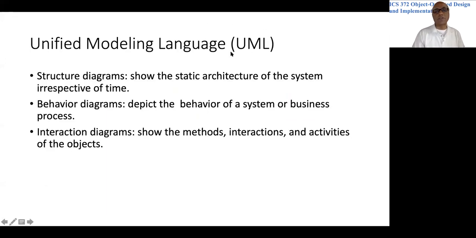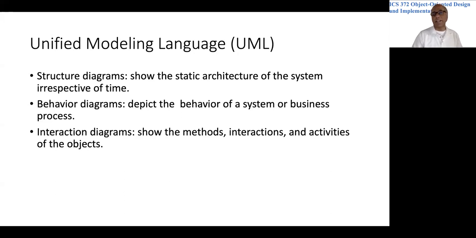the standard used in the object-oriented world. So there are three types of diagrams: structure diagrams, behavior diagrams, and interaction diagrams. So structure diagrams show what the system looks like, things like what are the classes, what are the packages. They are independent of time. Then we have behavior diagrams show the behavior of the system or the business process. And then we also show how the various entities interact with each other.